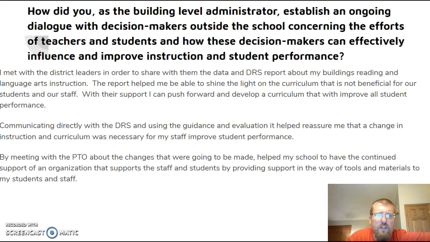By meeting with the PTO about the changes that were going to be made, it helped the school to have continued support of an organization that supports the staff and students by providing support in the way of tools and materials to my students and staff.